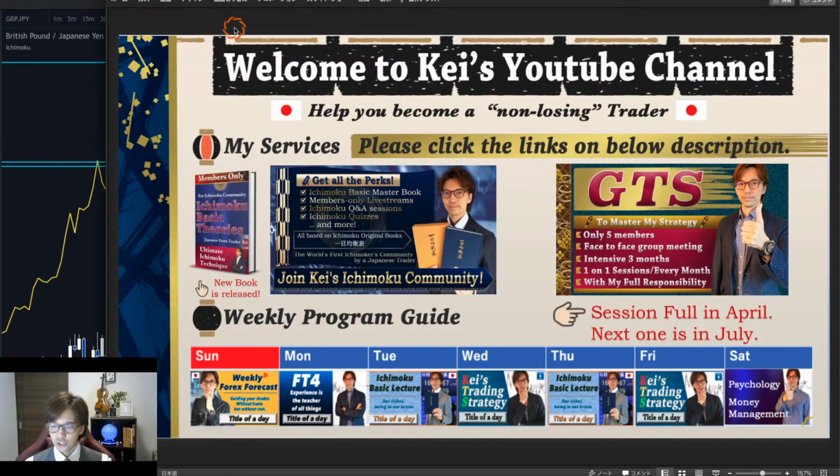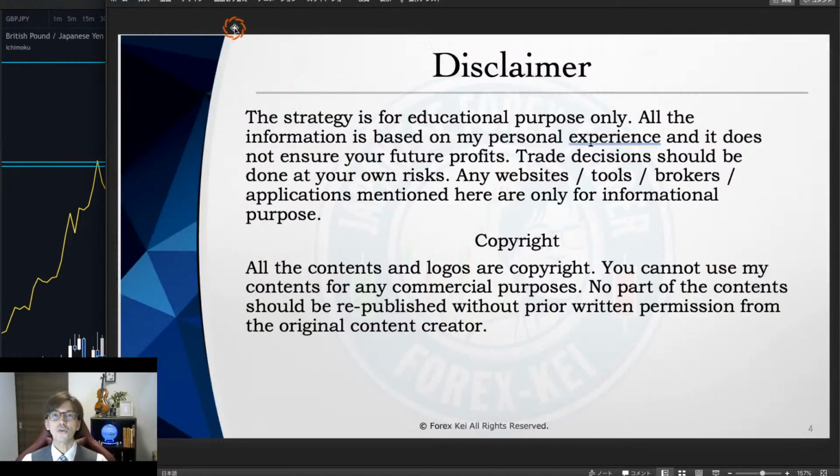This information today is basically based on my own understanding and knowledge and experience. So when you take trades, please do so with your own risk management.